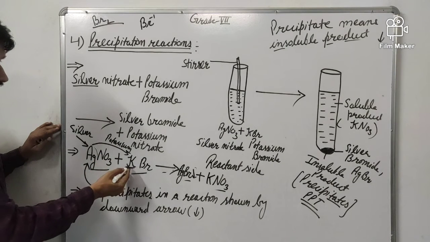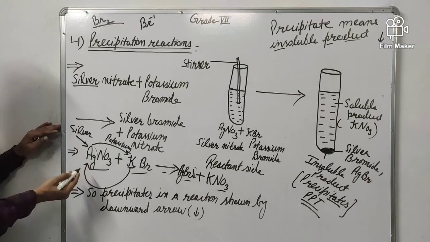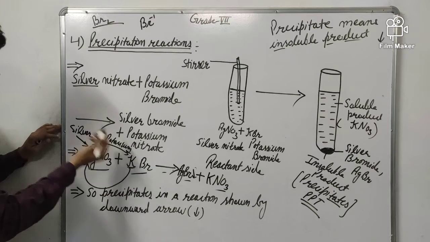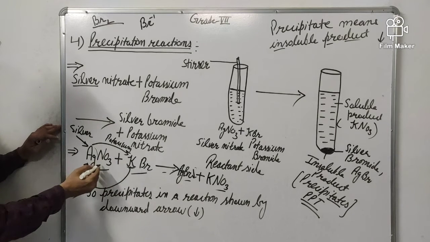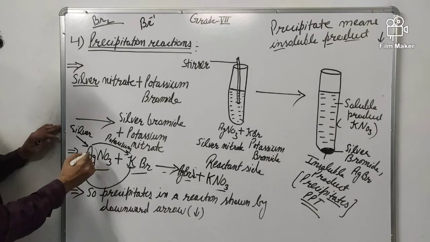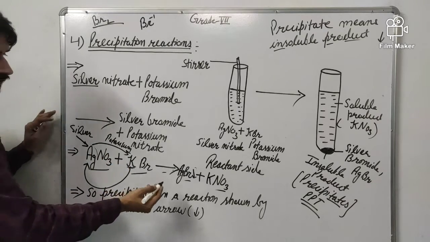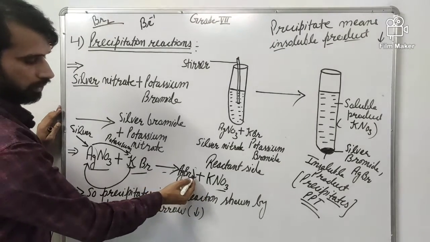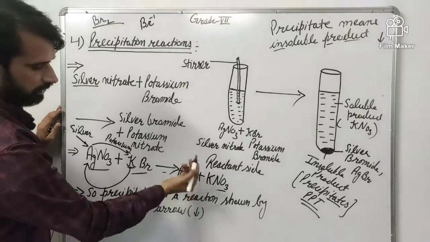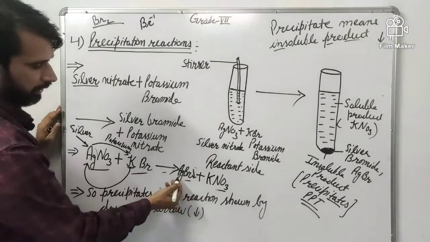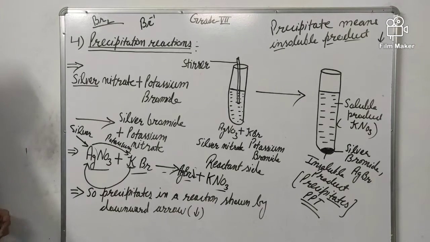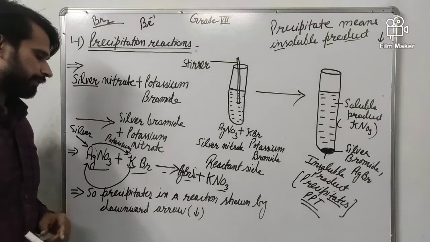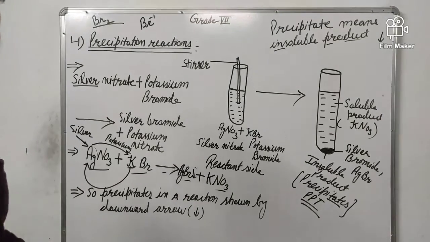Due to the more power, this K displaces Ag and removes Ag from here. So Ag will take the place of K. K will attach in place of Ag and Ag takes the place of K. So the products are AgBr and KNO3. And this arrow shows the precipitate, PPT, of the product formed, which is AgBr. Finally, we will discuss one more example of PPT reactions.